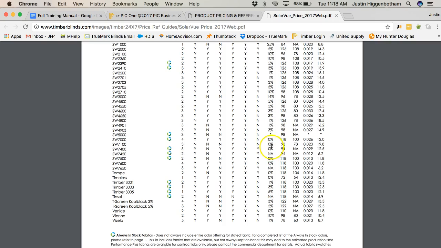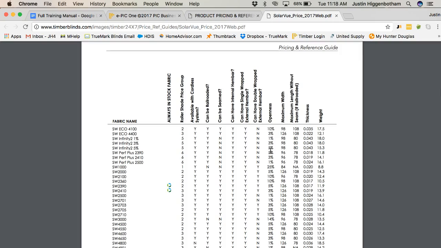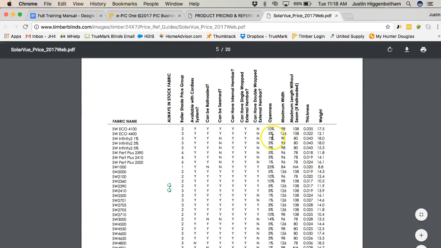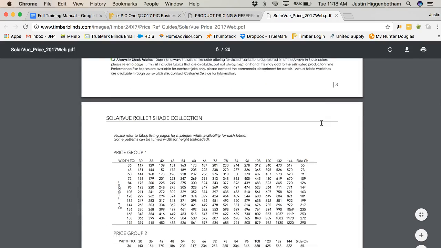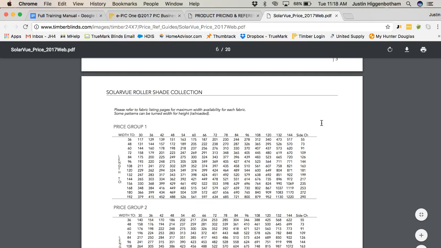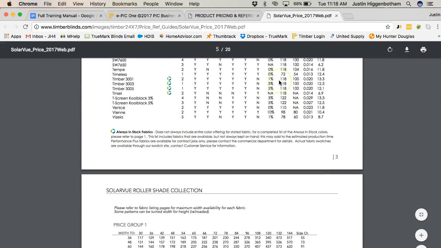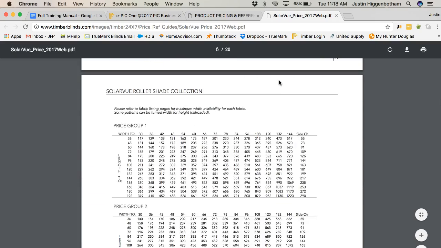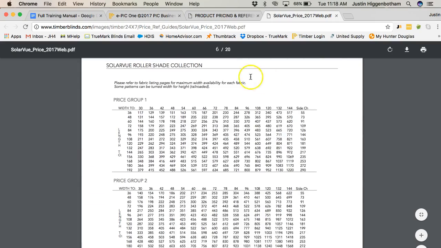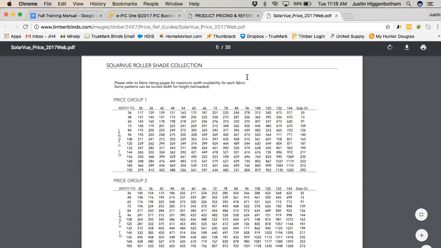Some of them are totally blackout, so 0% is basically you can't see out. It's a blackout shade. Here's your maximum width for that certain product or fabric. There's your thickness and there's your weight of that certain product. That's kind of how that works. Just know those basic things and you'll be good for now. The price groups are below here.